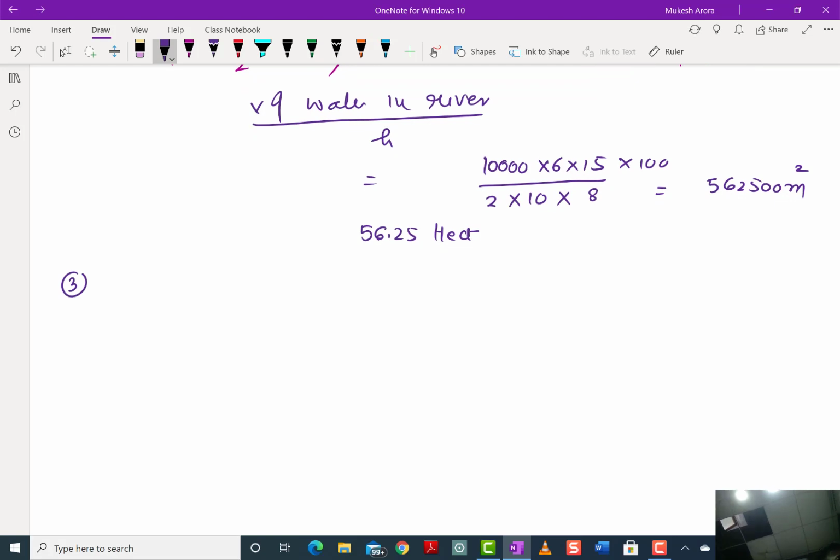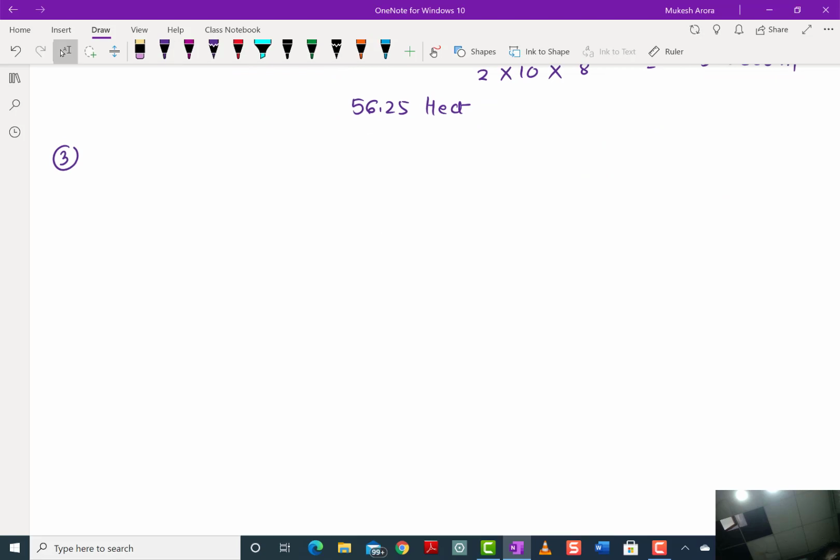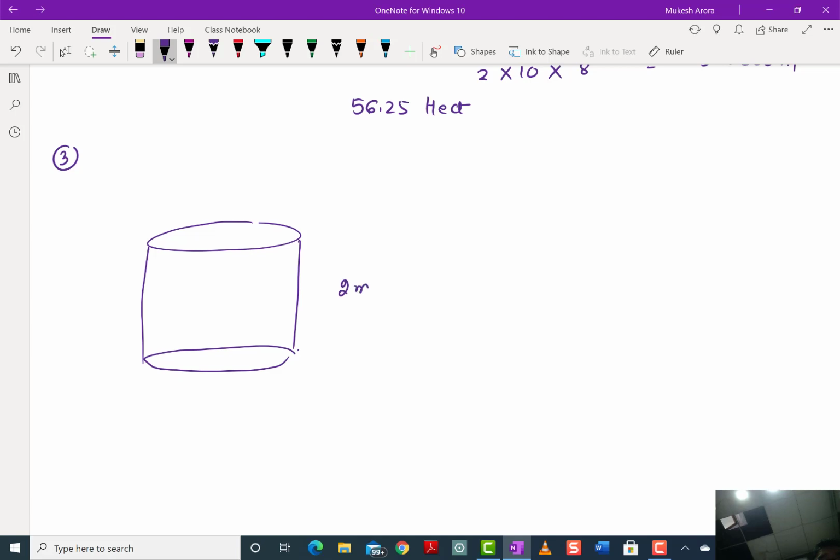Question number 3 is, a farmer connects a pipe of internal diameter 20 centimeter from a canal into a cylindrical tank. There is a cylinder. The height of the cylinder is given to us as 2 meter, and the radius is 5 meter. A pipe is connected to this.